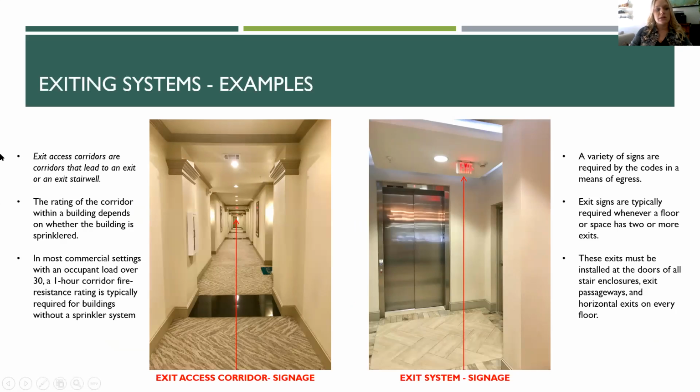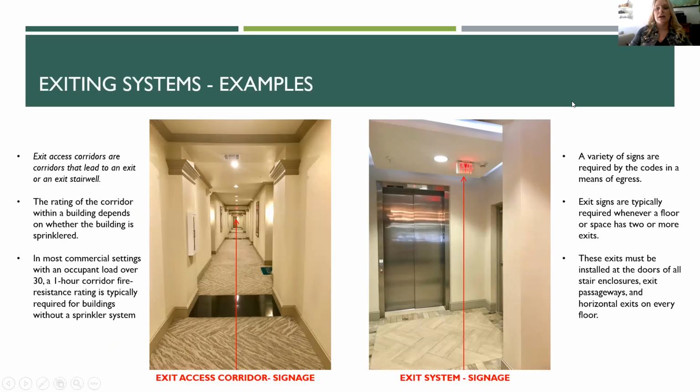And in most commercial settings with an occupant load over 30, a 1-hour corridor fire resistance rating is typically required for buildings without a sprinkler system. This one is sprinklered. On your right-hand side, you've got an example of the exit system, which is going to be your signage here. You'll notice in most commercial settings, this exit signage is going to be well lit, backlit, so that it's easy for people to see in the time of an emergency should the lights go out.